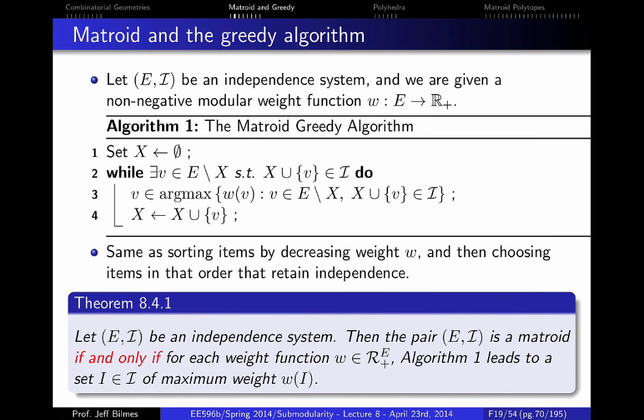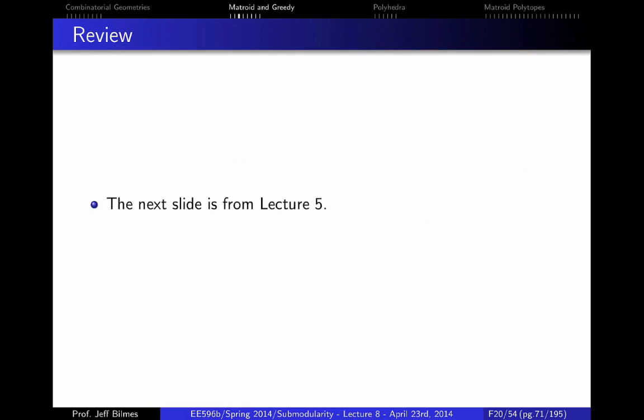Now the theorem we have, which I think is an amazing theorem, says the following: if we've got an independent system, then the pair is a matroid if and only if for every non-negative weight function, the algorithm leads to an independent set of maximum weight. In other words, if it's a matroid, then the algorithm works, and if the algorithm works, then it's a matroid. So all we need is the algorithm working.